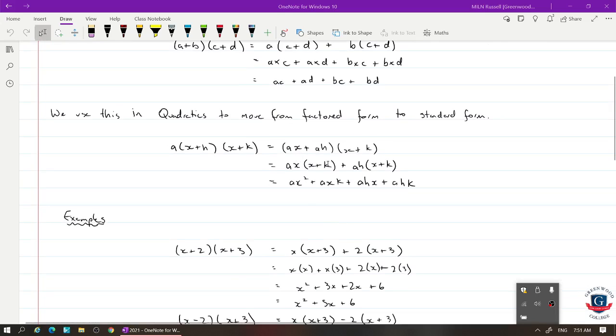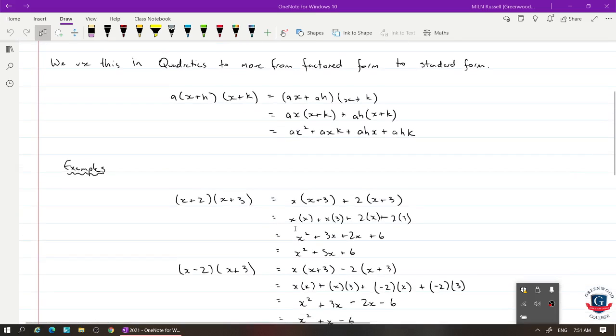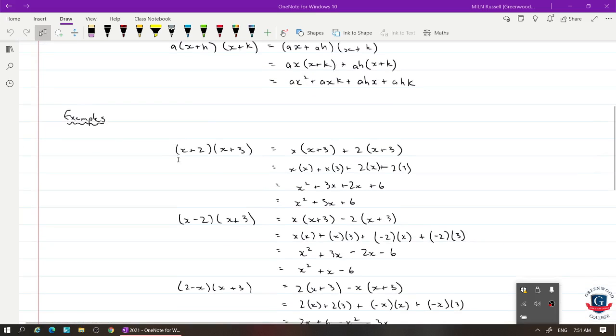Ax times this whole bracket, that's here. Ah by this whole bracket, that's here. And then multiply it through. Ax squared, axk, ahx, ahk. Now we just simplify this middle term and we have a factored form expression in standard form. So that's the why. Let's look at the what. Here's a quadratic expression.